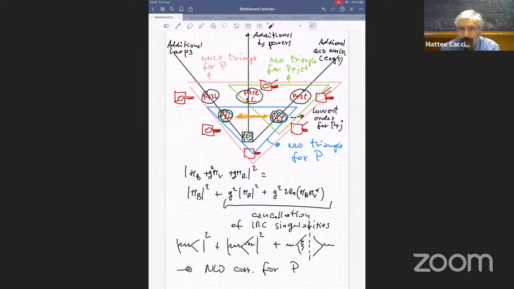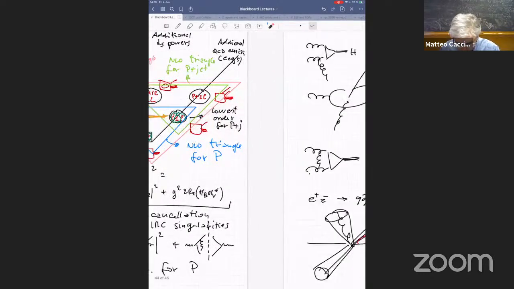People have calculated up to N3LO, so three Ns, for fully inclusive Higgs production, for instance. The more particles you have in the process at leading order, the more difficult it becomes. Higgs production has as a leading diagram this, which can be contracted to a point. So it's a 2-to-1 process, and people have calculated next to leading order corrections.